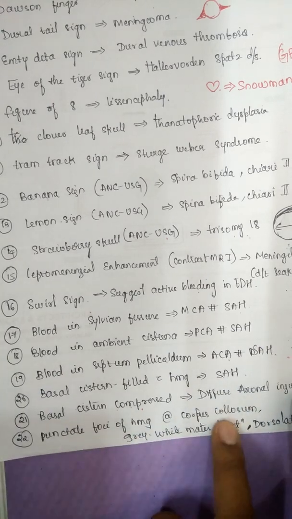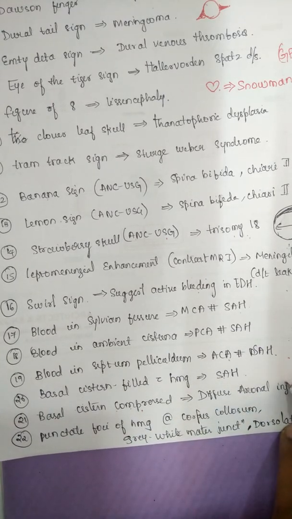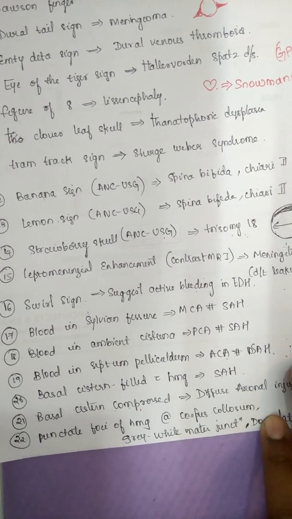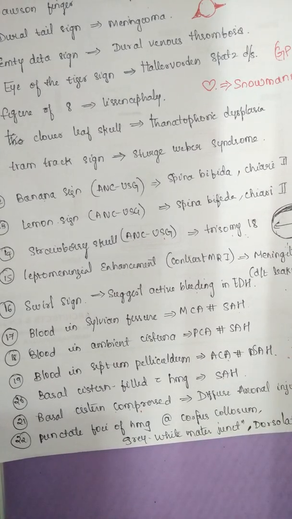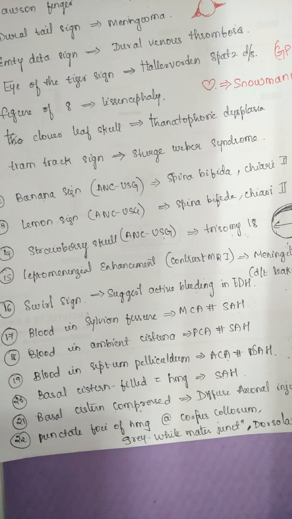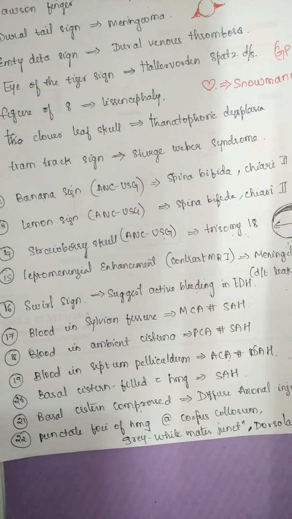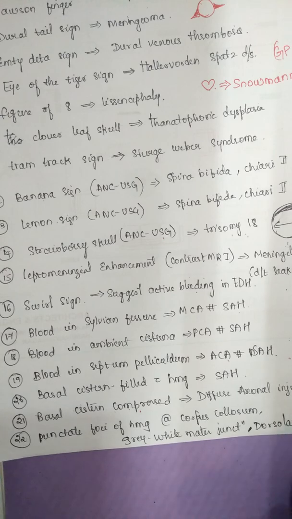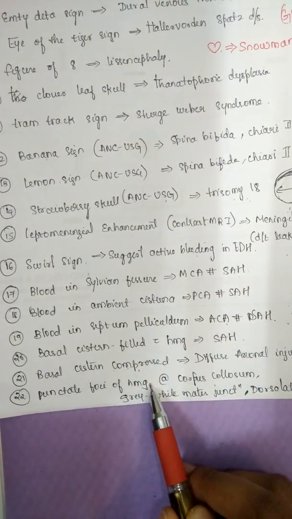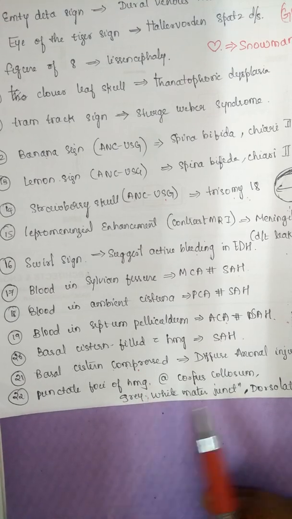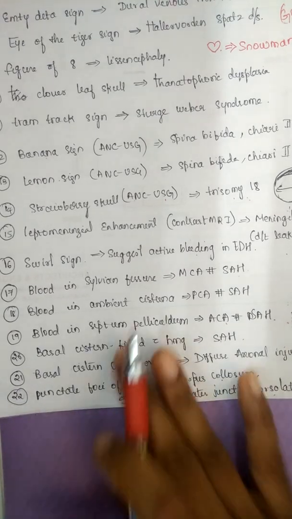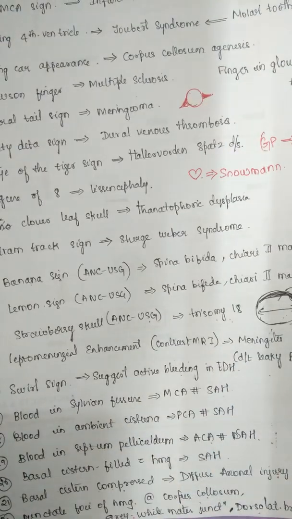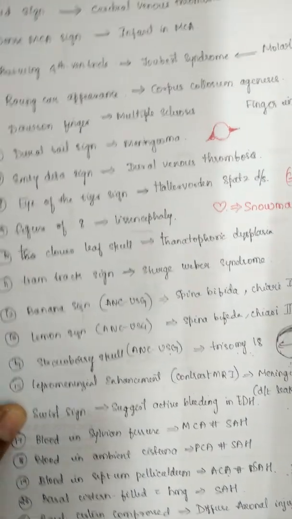Diffuse axonal injury is a finding where the NCCT would be normal, but the patient would still have neurological symptoms. So we have to get an MRI to diagnose it. What we see in diffuse axonal injury is punctate foci of hemorrhages at the gray-white matter junction, corpus callosum, and dorsolateral brainstem. This is about diffuse axonal injury.